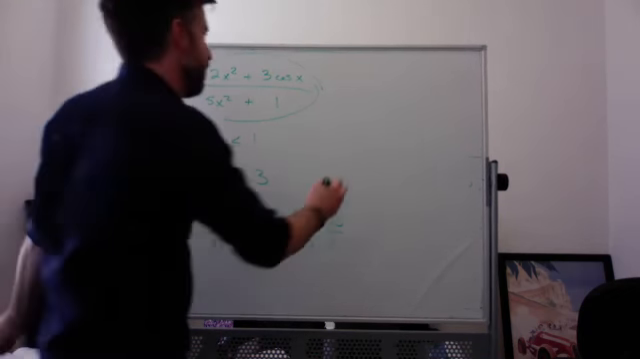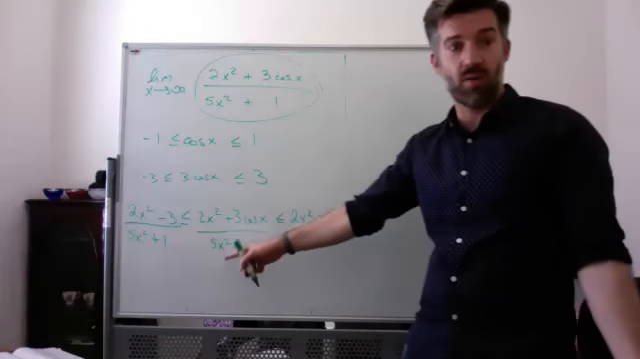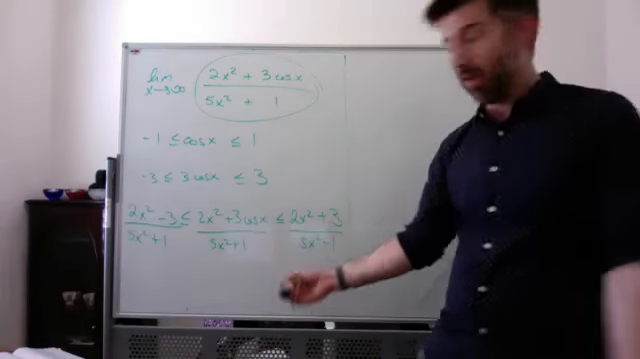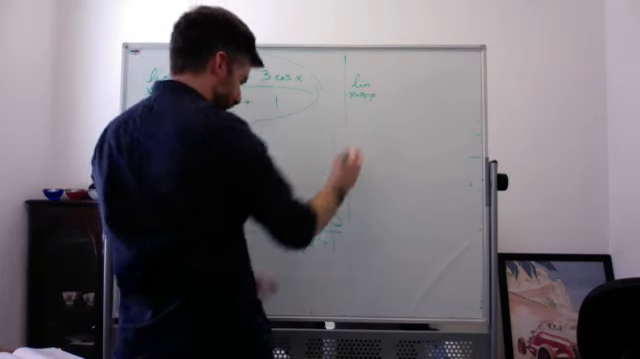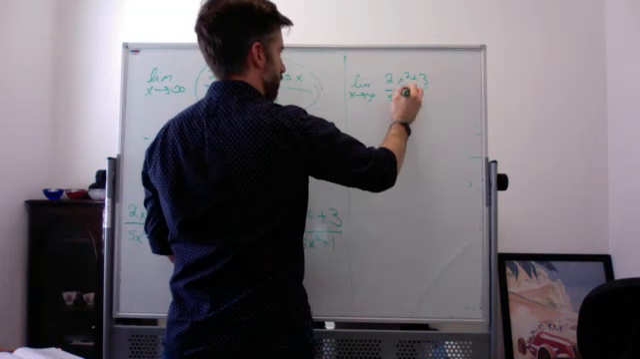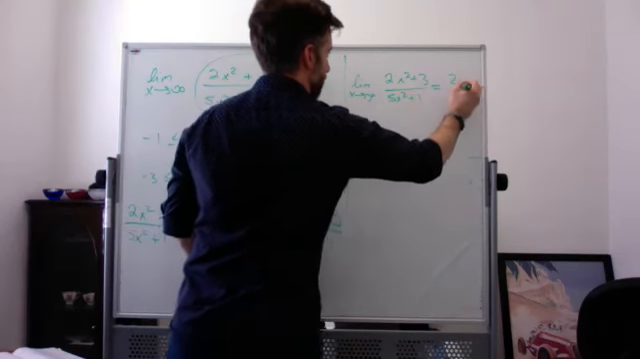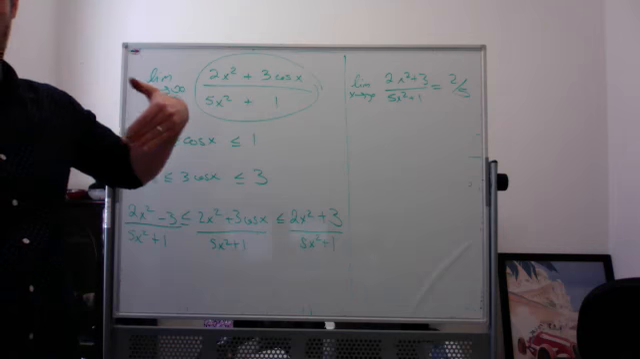And then check this out. We know the limit of this and this because these are rational functions we know how to take the limit of. The limit as x goes to infinity of 2x squared plus 3 over 5x squared plus 1 is 2/5 because the degrees are both 2 and the quotient of the leading coefficients is 2/5.